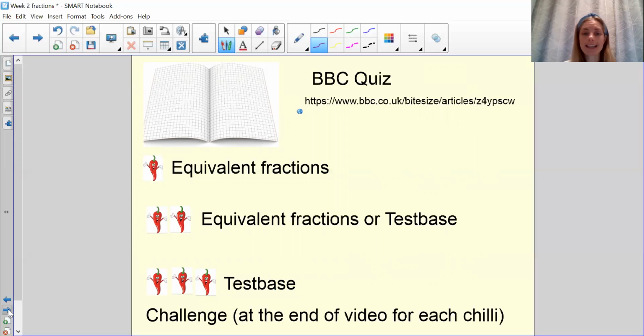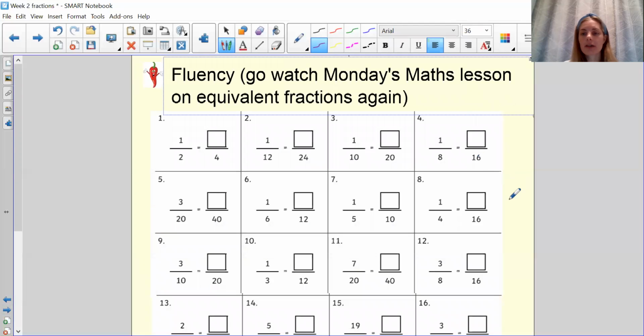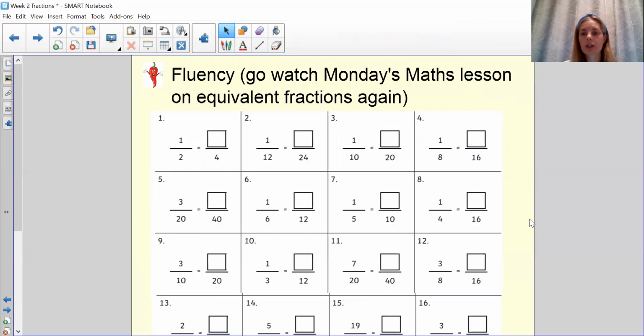Right, so I'm going to go through all the activities and then you just need to go and look for your activity for today. Right, so these children who are going to be doing the 1 chili, you're just going to carry on from your equivalent fractions from yesterday, okay? So if you are still struggling with this, I suggest you go and find the Year 5 maths video from yesterday, go and re-watch it and see if you can then complete these questions.